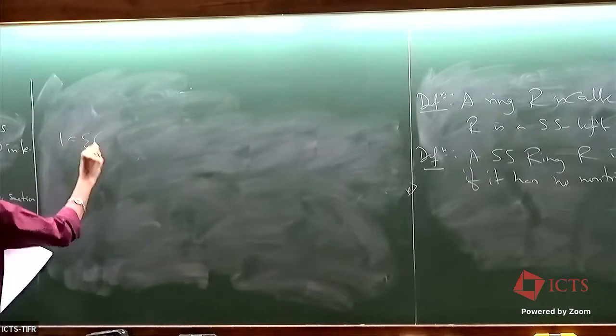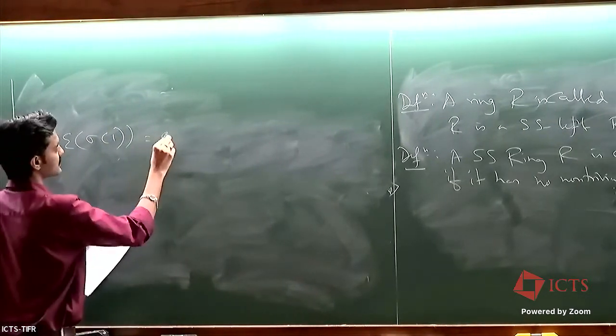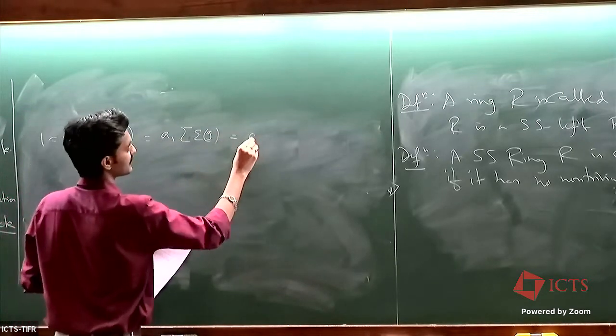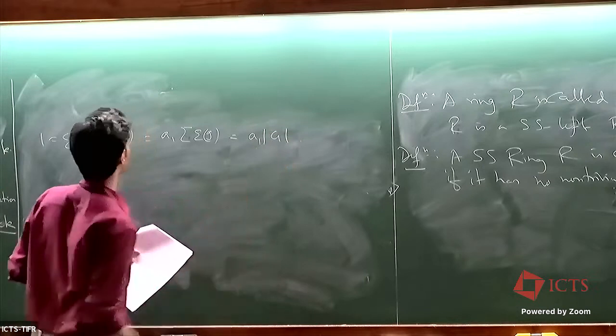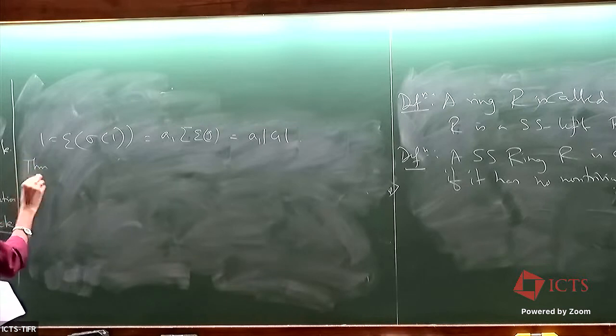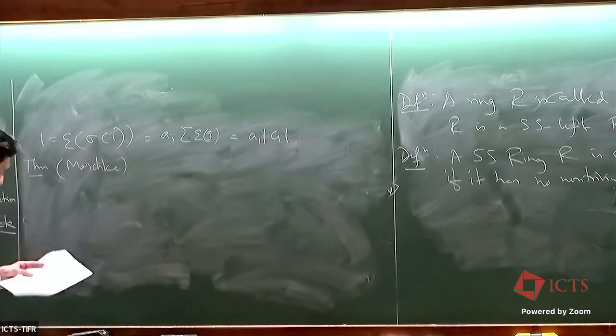1, which is equal to epsilon of sigma 1, now becomes a1 times epsilon of g, but all of them are 1. Therefore, it is just a1 times the order of G. That is equal to 1, which means the order of G is non-zero. Okay. So as a consequence, this one is the classical form of Maschke's theorem.